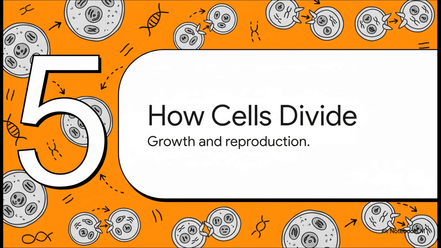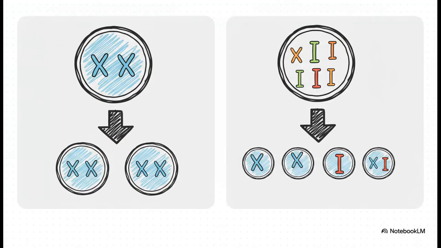All right, for our last section, let's talk about how cells make more of themselves. This process is absolutely fundamental for how organisms grow, heal, and, of course, create the next generation. Now, cells divide in two main ways, and for totally different reasons. You've got mitosis, which is basically cellular cloning. It creates two perfect, identical copies of a cell, which is what you need for growth and repair. Then you have meiosis, which is all about shuffling the deck and creating genetic variety. This is for sexual reproduction, and it makes 4 unique cells, like sperm and eggs.